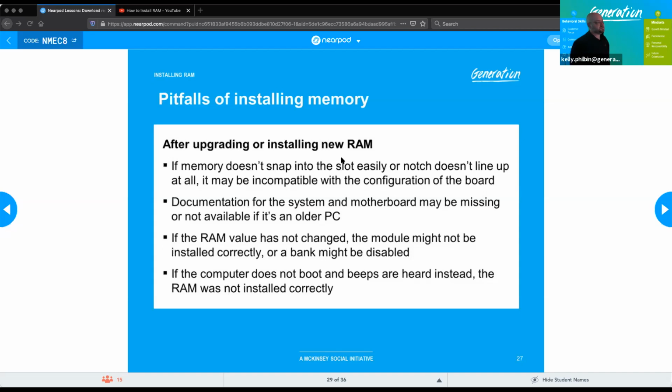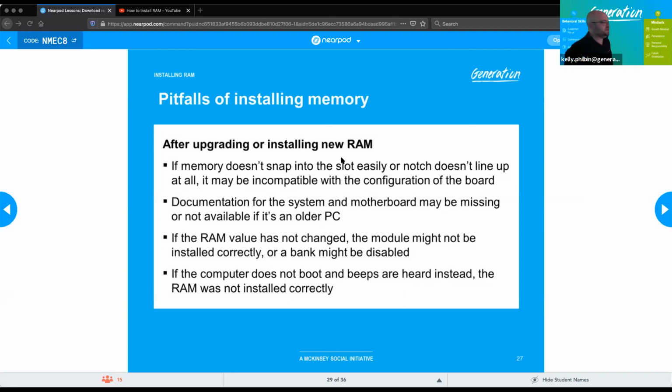The documentation for the system and the motherboard may be missing or not available on older PCs. If that is the case, what's one place we can go to look for that? Anyone? Google. Google will probably lead you to the manufacturer's website, which will absolutely tell you if it's compatible or not.